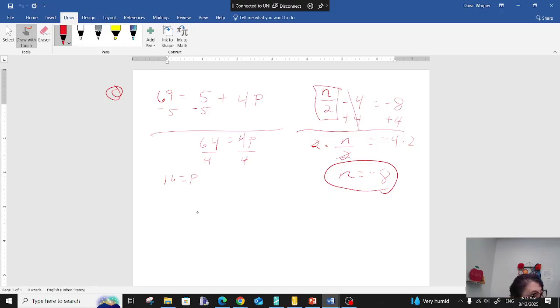Okay, number 3. You have 126 equals 9 plus 9x. I want to subtract 9 from both sides.